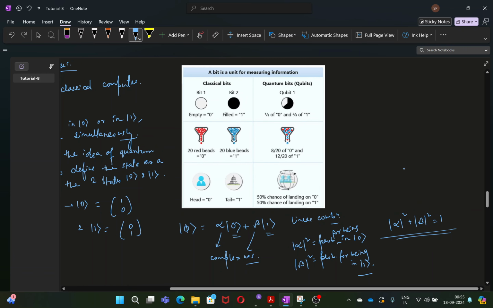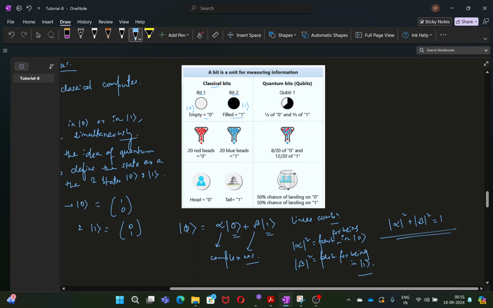So this is a representative picture I took from a Google page. Here there is a nice demonstration of how classical bits and quantum bits can be differentiated. In classical bits, you can see you have bit 1 and bit 2, both in two different states. Bit 1 is in this white colored circle, which means it is in the empty state, or zero state. And bit 2 is in the black filled circle, so it is a filled state, or one state.